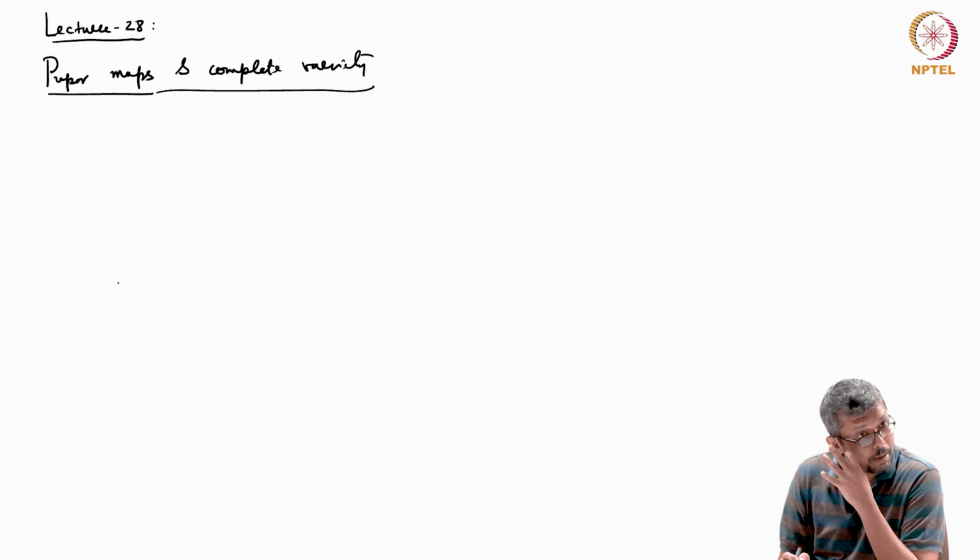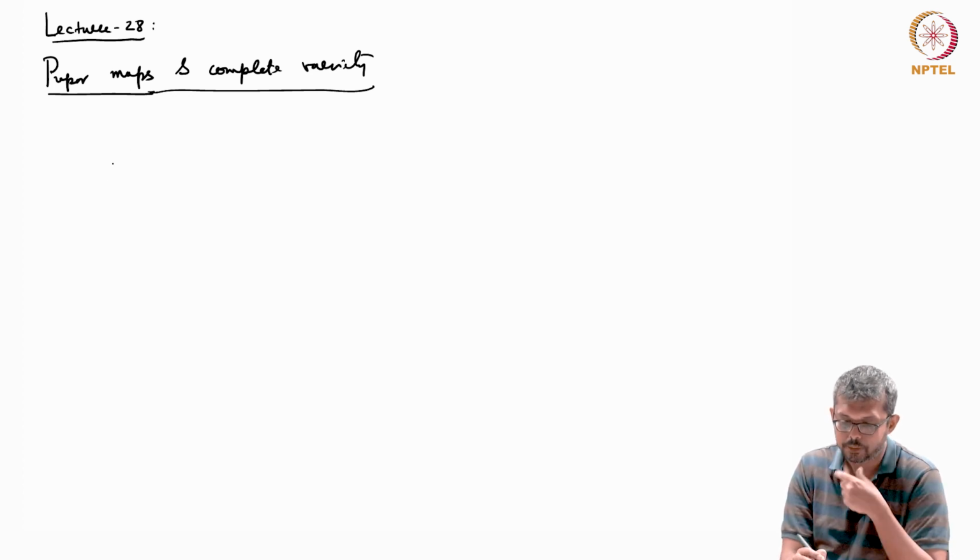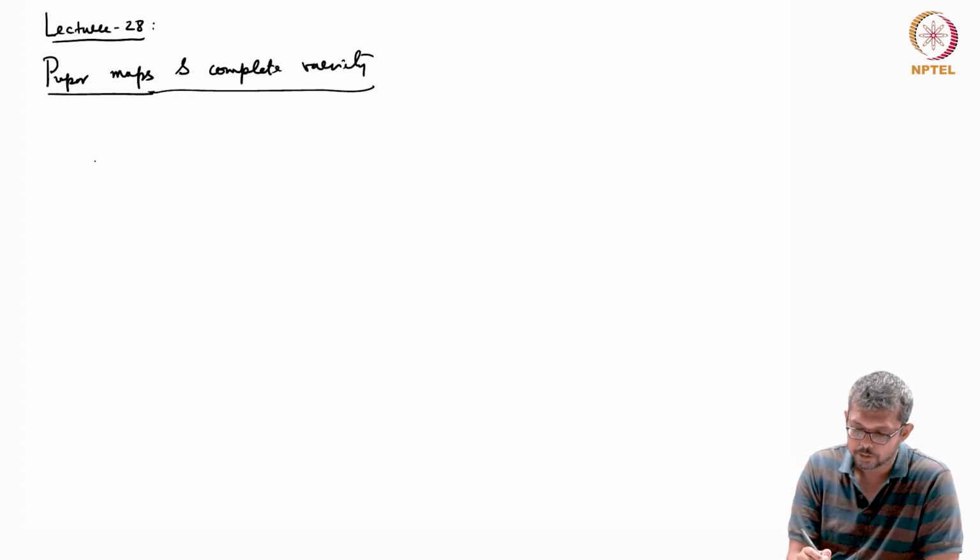And proper maps are also the analog of proper maps in the usual topological spaces. So, I will come to that. You can do it at the morphism level. Okay, so let's look at the first. Let's state the definition.